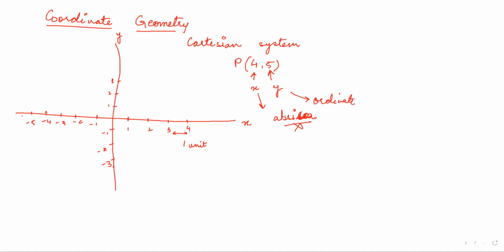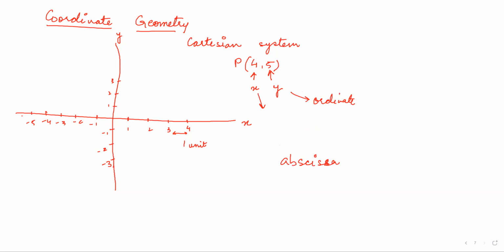Can anybody correct me? What was the spelling for it? Ma'am, ABSCISSA. Oh, yeah. Something was missing. All right. So this is called abscissa and this is ordinate. Yes, Rida, fine? Okay.